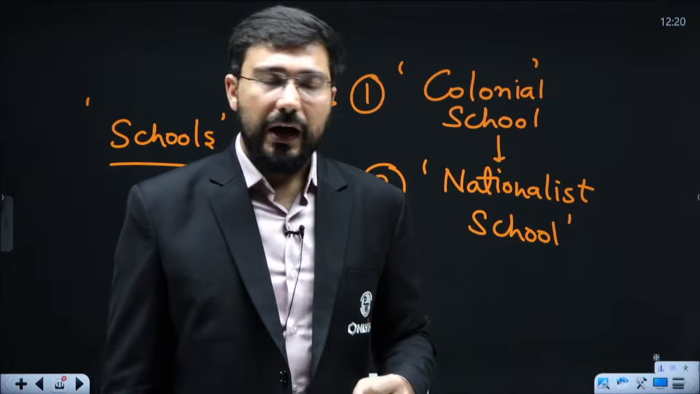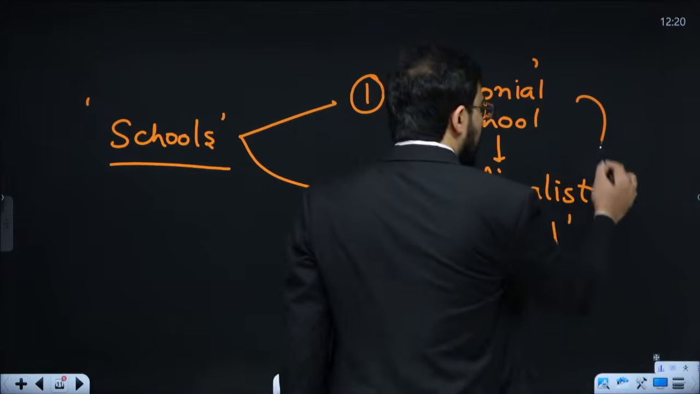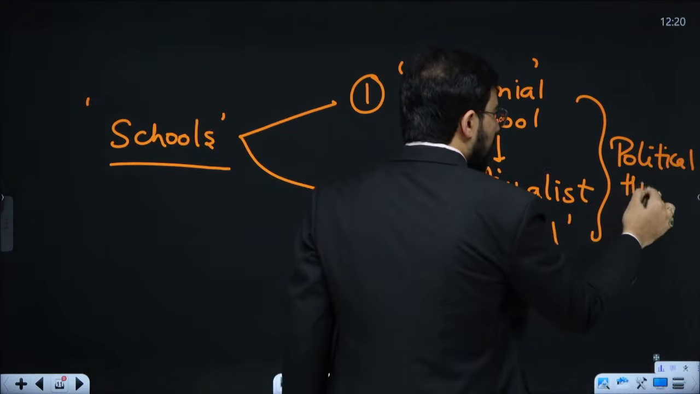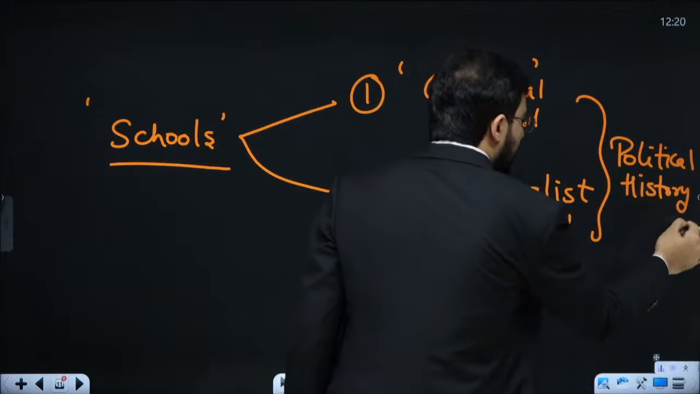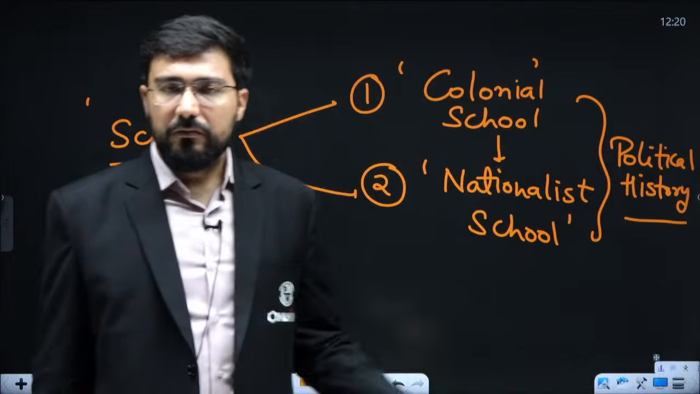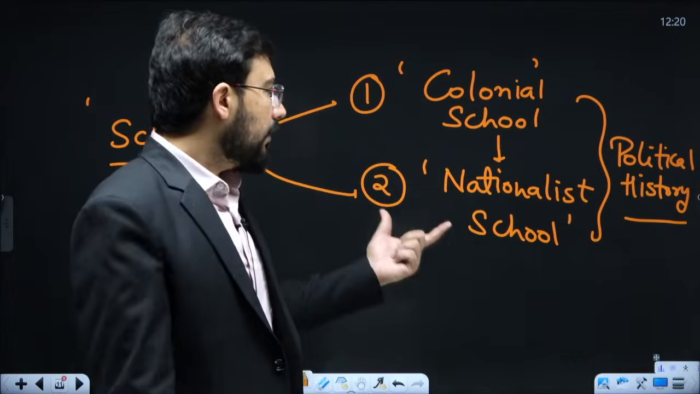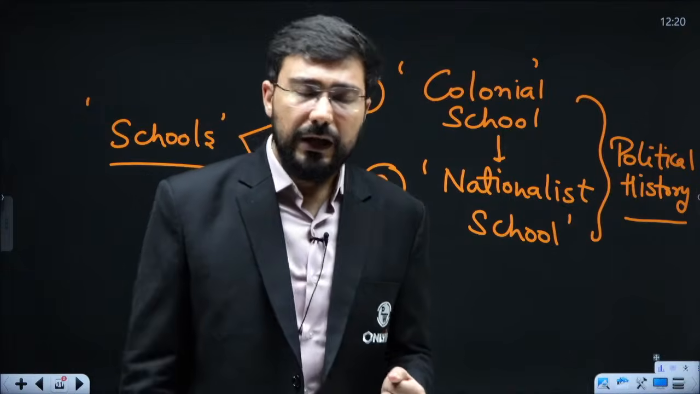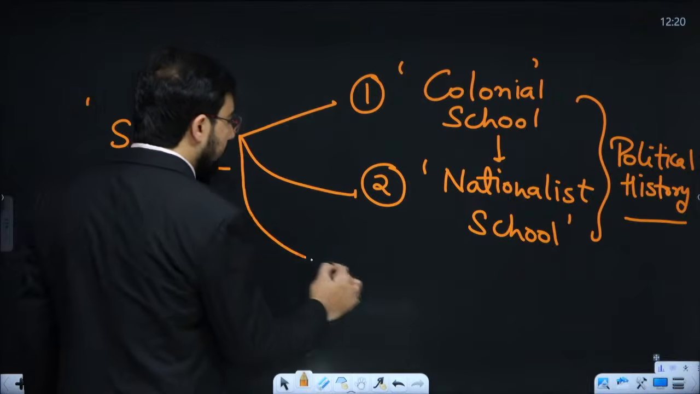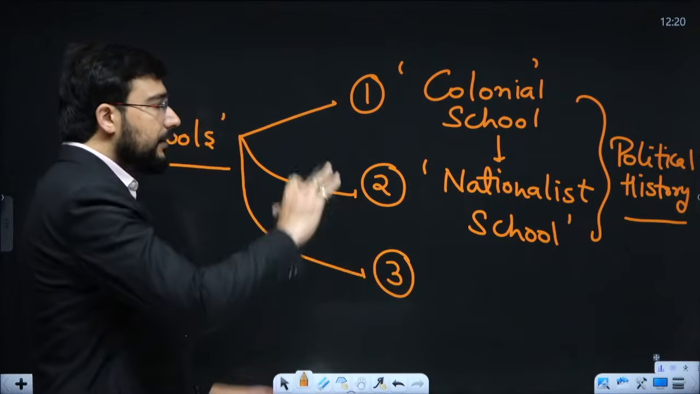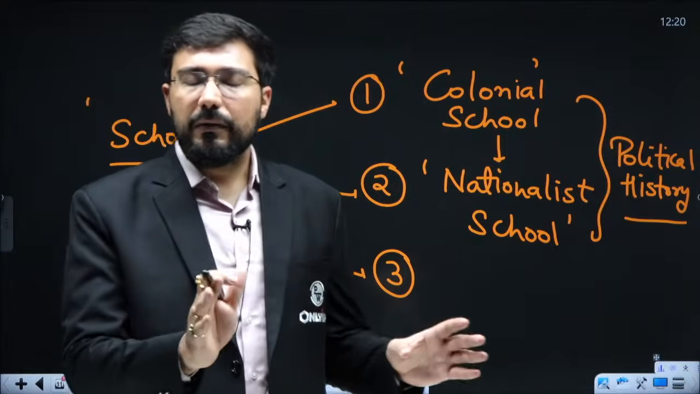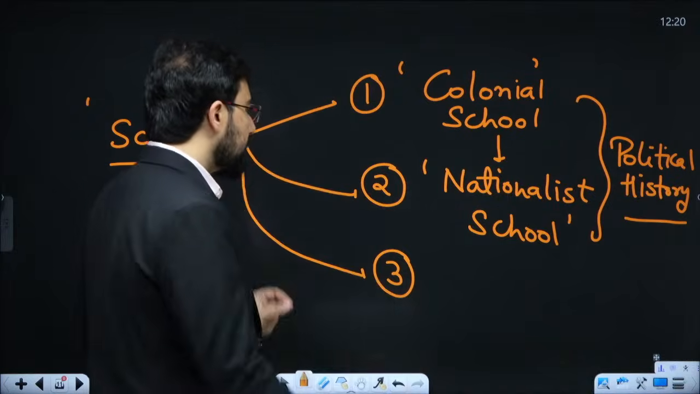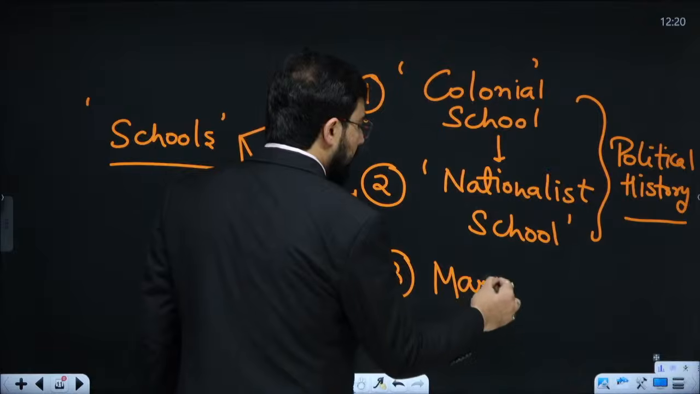And both these earlier two schools only focus on one thing, largely political history. They did not care much about social history. They did not care much about economic history. Religious history was covered to some level by the nationalist school, but in general, research was not done in other areas. Then we see the rise of the third school in India. These two schools were largely relevant till the time of Indian independence. Once India became independent, we see the rise of the third school, which is known as the Marxist school.